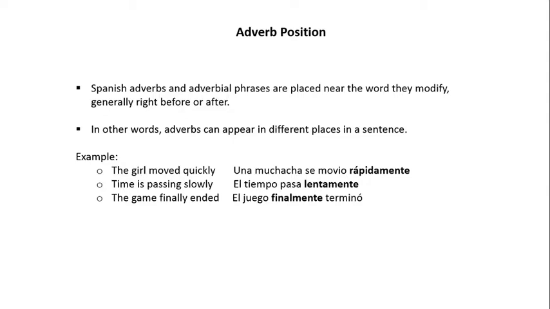Now let's speak to the adverb position in a sentence. Spanish adverbs and adverbial phrases are placed near the word they modify, generally right before or after. In other words, adverbs can appear in different places in a sentence. Some examples. The girl moved quickly. La muchacha se movió rápidamente. Time is passing slowly. El tiempo pasa lentamente. In these two examples, the adverb is at the very end of the sentence, after the verb. Now, the third example is the game finally ended. El juego finalmente terminó. So here you see the adverb before the verb.